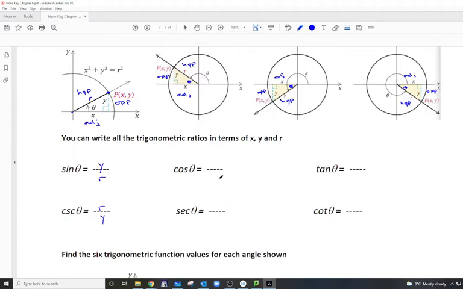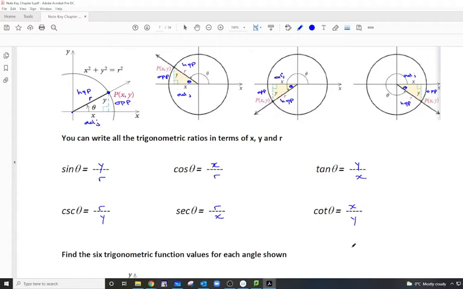So cos theta is adjacent over hypotenuse. Adjacent is x, hypotenuse is r. So secant theta would be r over x. Tan theta is opposite over adjacent, so y over x, and cotangent would be x over y.